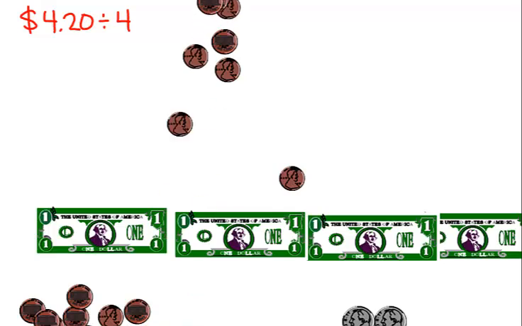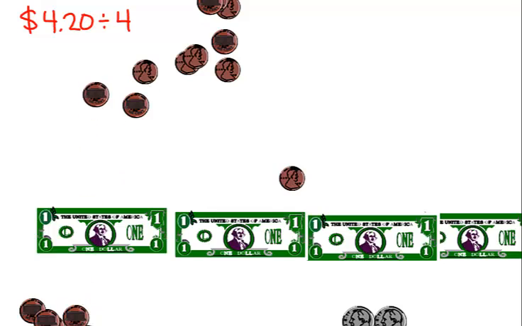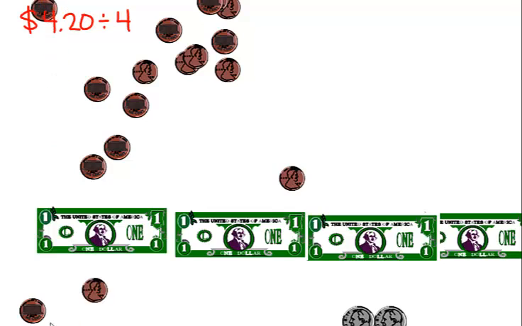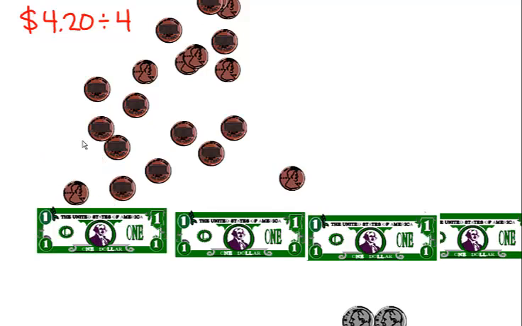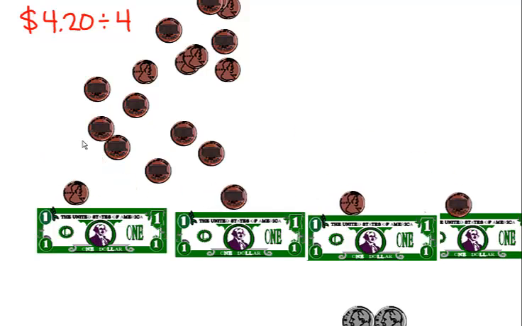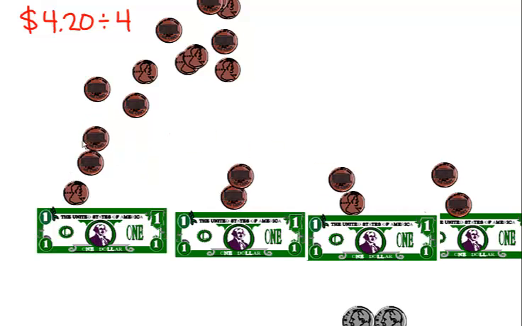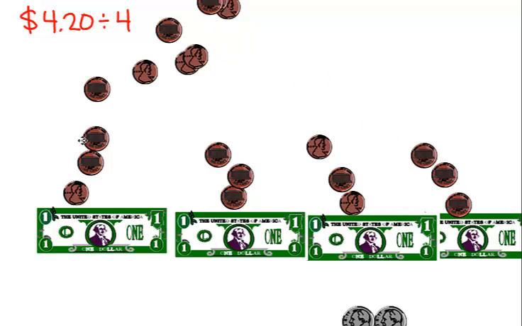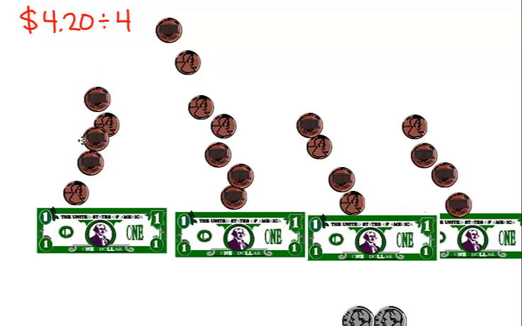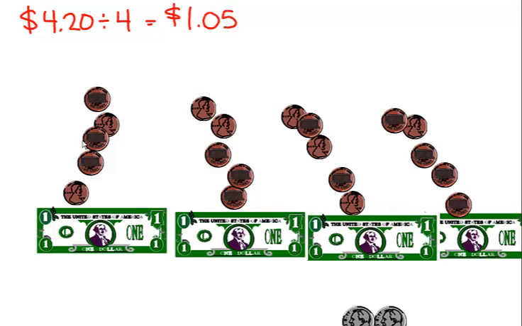In the bank, I will have to exchange it for some pennies. Notice that we're only using dimes and pennies because the 10th place represents dimes and the 100th place represents pennies. So I get a total of 20 pennies. I use the sharing method again, or I could think 20 pennies divided into four groups. Each group would get 5 pennies. So each group here receives $1.05.